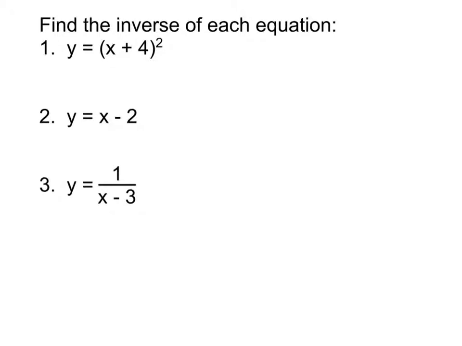As we take a look at finding each of these inverses, remember our first step is always the same and always, I hope at least, very, very easy to do. The first step of finding any inverse is to swap x and y. And that's all you're doing. So for number 1 then, the very first thing I'm going to do is write this as x equals (y plus 4) squared. Nothing else is changing about it at that time. All I did was swap the position of each letter.